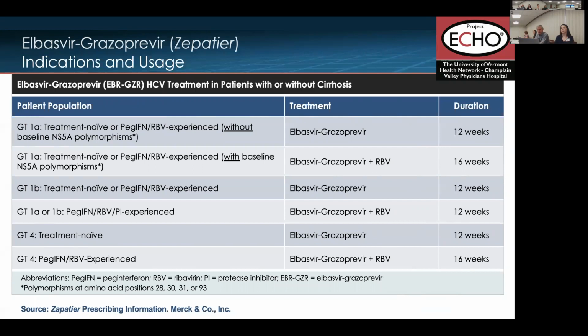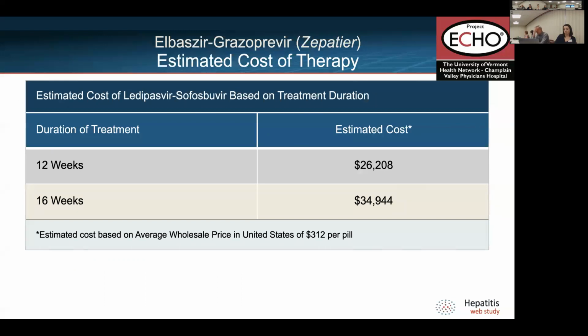So I'm not going to belabor this slide, but basically, Zepatier is approved for genotype 1 and genotype 4. And we'll go through some of the clinical trials that led to that approval. As you notice, sometimes you have to go 16 weeks, and we'll get into why that is too. It's one of the least expensive drugs. I know it's hard to believe, at 12 weeks, $26,000 is one of the cheapest. I think Mavyret for 8 weeks is about $26,400, so they're pretty close. But if you go to 16 weeks, then you're up around $35,000. Again, I don't know what's going to happen next year, but as far as I know, this drug's not going to come down in price. I haven't heard it is anyway.